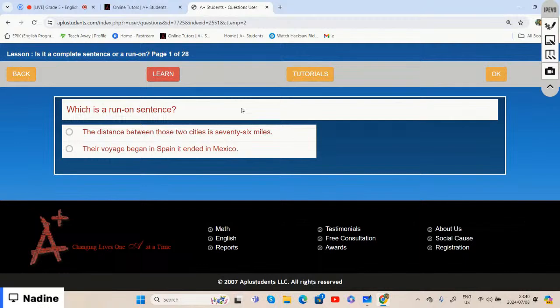Remember, a run-on sentence has two sentences in that one sentence. So if you were to separate the two sentences, then they would be able to stand on their own. Just look at that sentence again. Which one has basically two sentences in the one sentence? If you were to separate it, then the two sentences would be able to stand on their own.